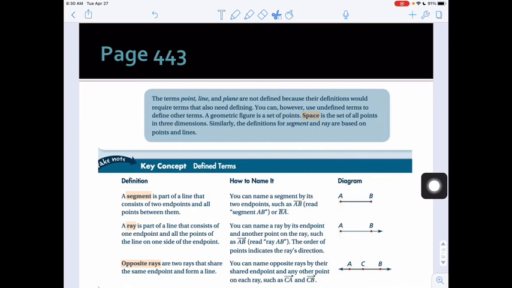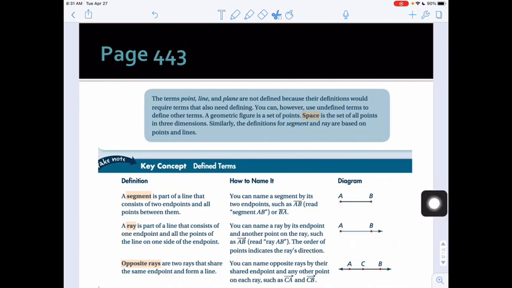A ray is a part of a line that consists of 1 endpoint and all the points of the line on one side of the endpoint. You can name a ray by its endpoint and another point on the ray, such as ray AB. So here we have an endpoint, and we're going to continue on forever in the direction towards B. The order of the points indicates the ray's direction. So you always start with your endpoint and use another point that is on the ray.